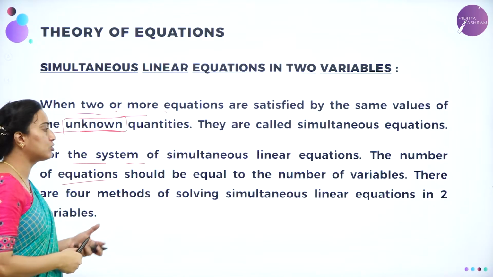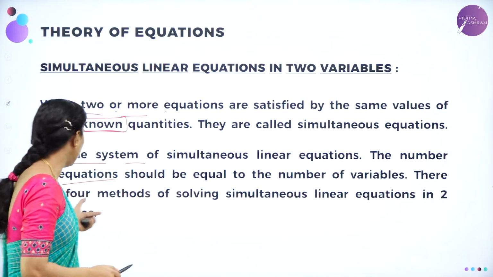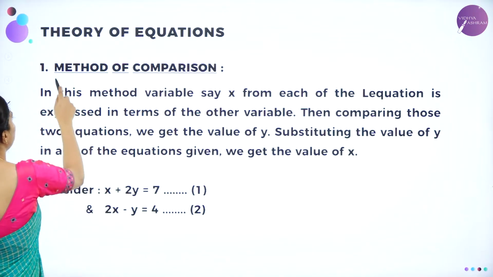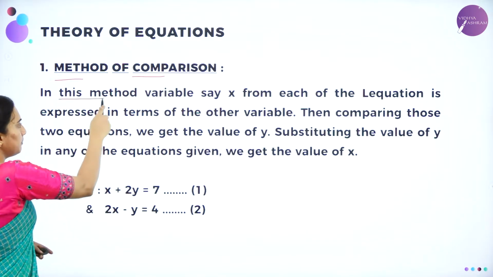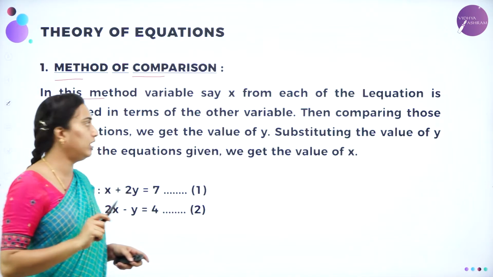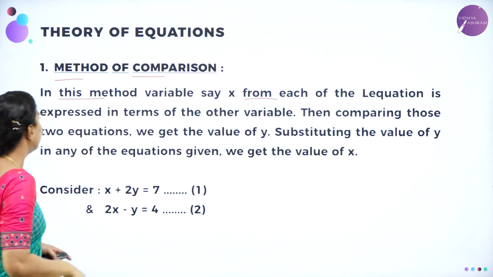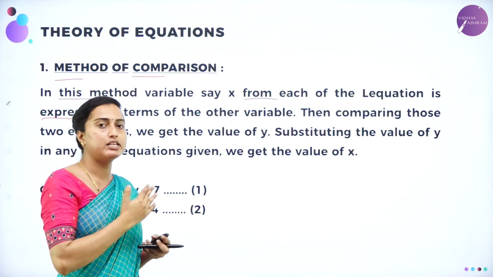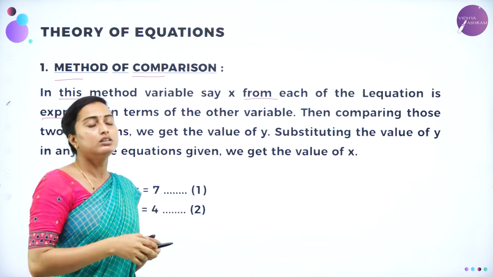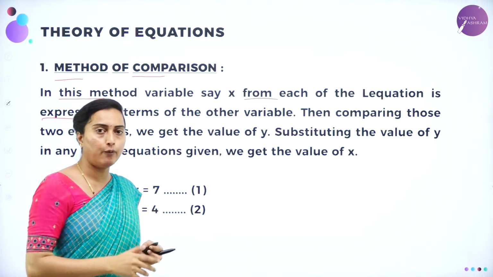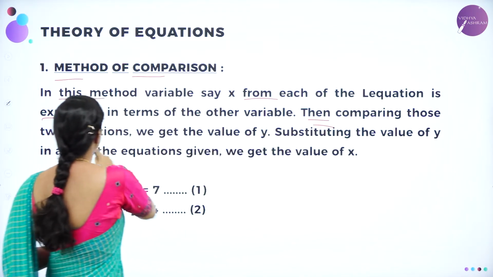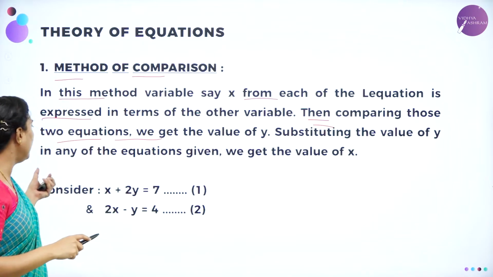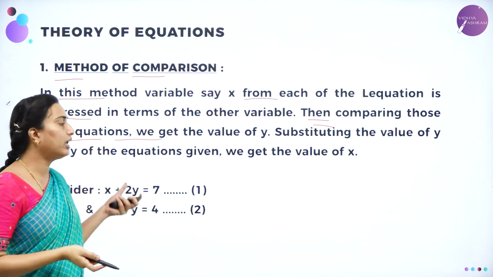There are 4 methods to solve simultaneous linear equations in two variables. What are all those methods we are going to have? First method is nothing but method of comparison. In this method, the variable x, that is an unknown quantity, from each of the equations is expressed in terms of the other variable. That means x will be expressed in terms of y because the equations will be given in terms of x and y only. Then comparing those two equations, we get the value of y. Substituting the value of y in any one of the given equations, we get the value of x.